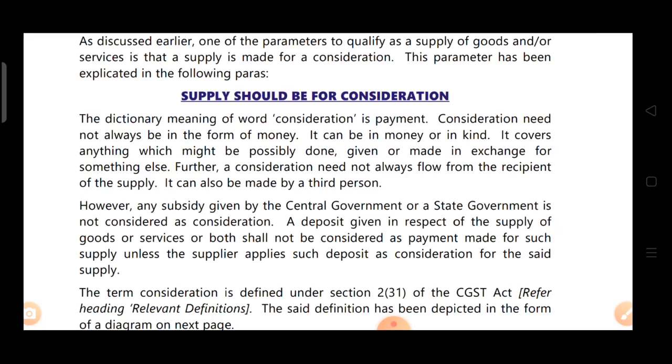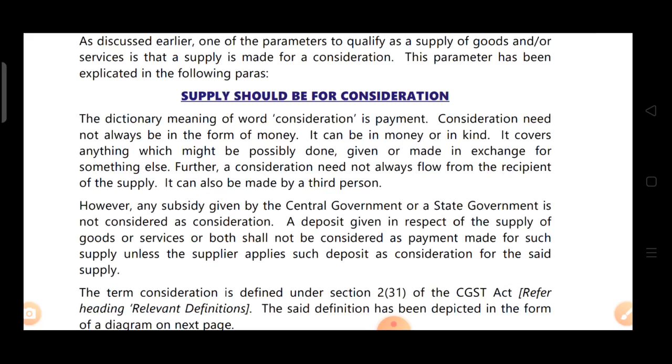They have defined consideration. What is consideration? Consideration is a payment. When a supply is made, suppose by Mr. A to Mr. B, then the amount which is paid by Mr. B, that is consideration, and it can be paid by Mr. B also, or it can be made by a third person also. Means it can be made by Mr. C also on behalf of B. So the payer can be a third person also.